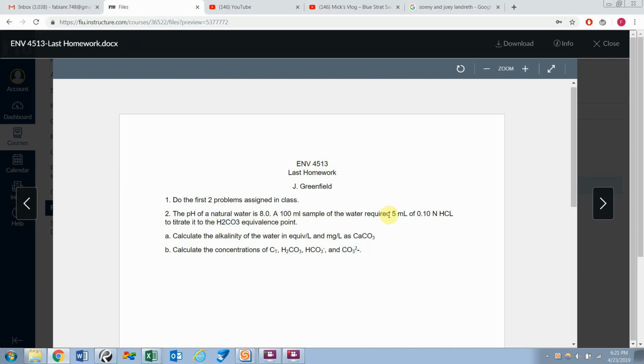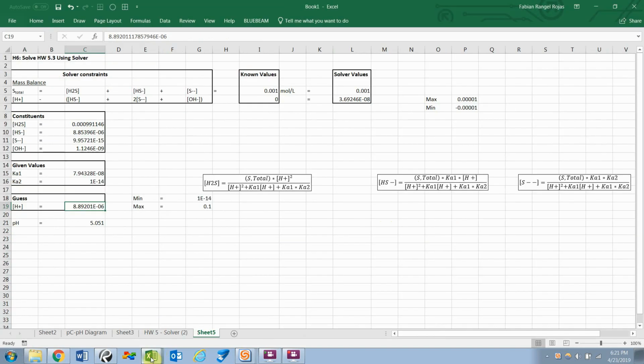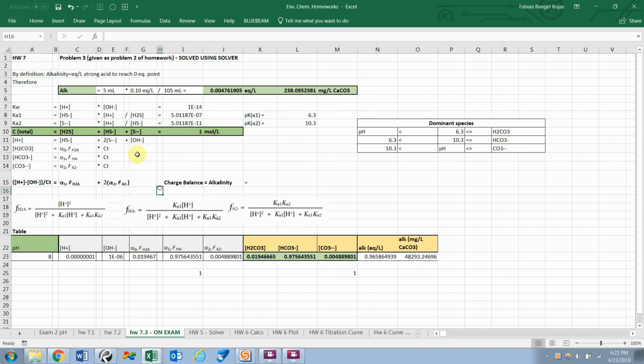It says we needed 5 milliliters of HCl, which is our strong acid, 5 milliliters of 0.10 normal. Normal, from what I remember, is equivalence per liter. So it's basically saying that our alkalinity is equal to the amount of HCl that we put in terms of equivalence per liter. So to calculate that amount, we can ask Excel to calculate it for us.